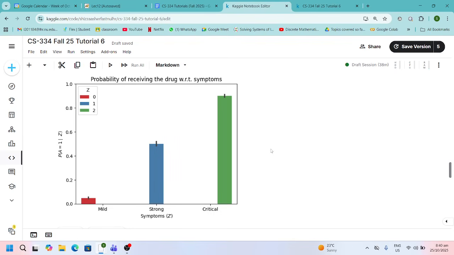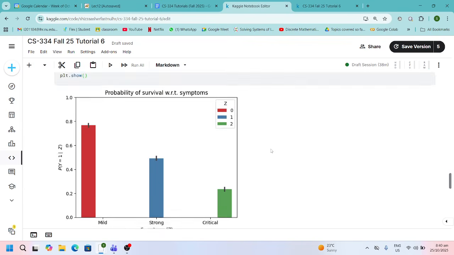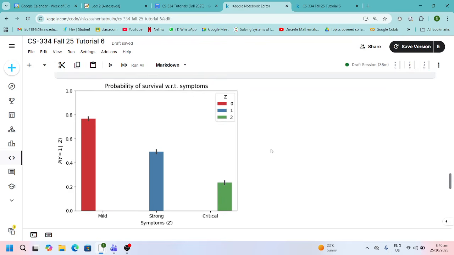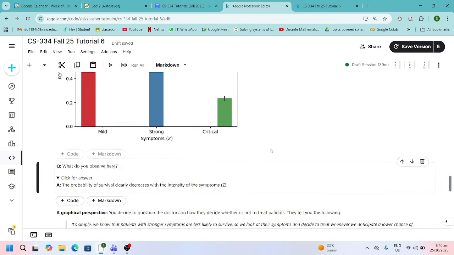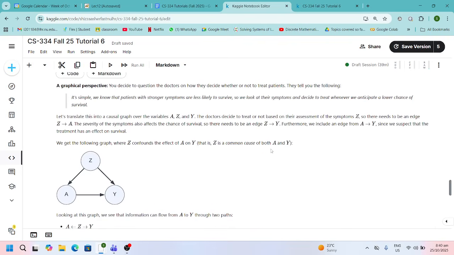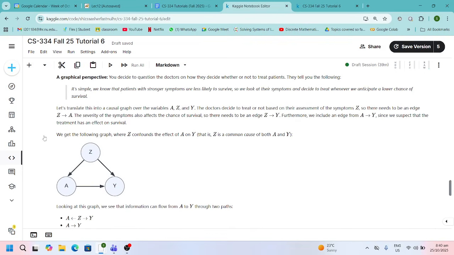If the symptoms are more severe, then the people are more likely to receive treatment. So the severity of symptoms, which is Z, is impacting whether the treatment is administered or not, which is A. Similarly, Z is also impacting Y, which is survival. However, I am just trying to observe the effect of A on Y. I am not able to isolate this effect because this is what my causal directed acyclic graph comes out to be. Z is a confounder.